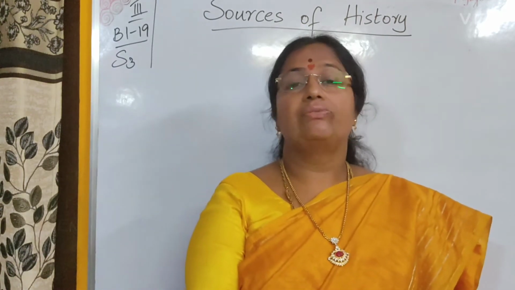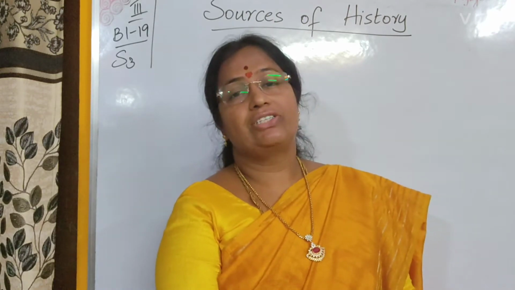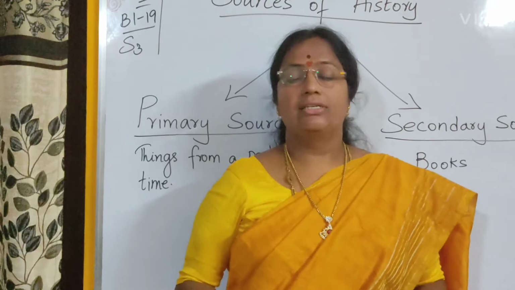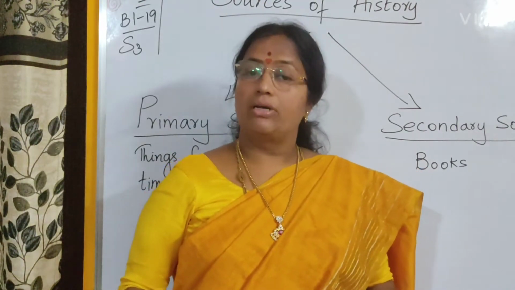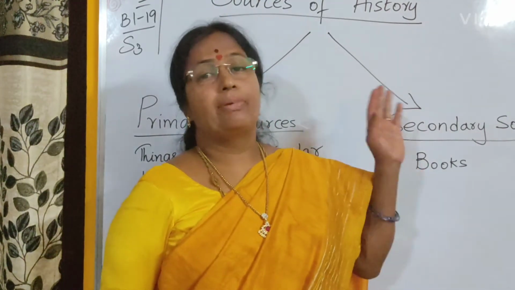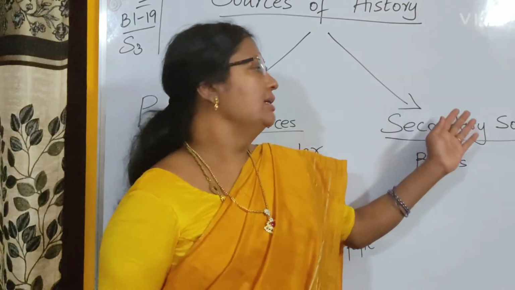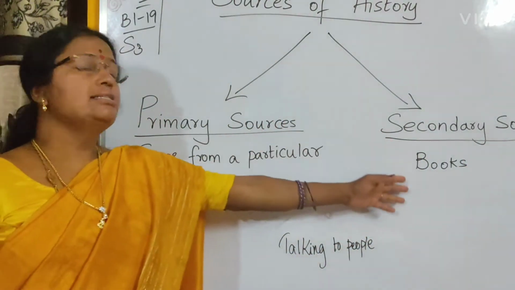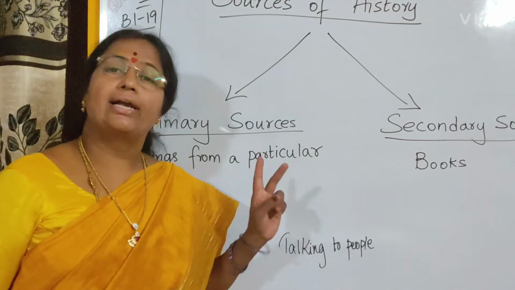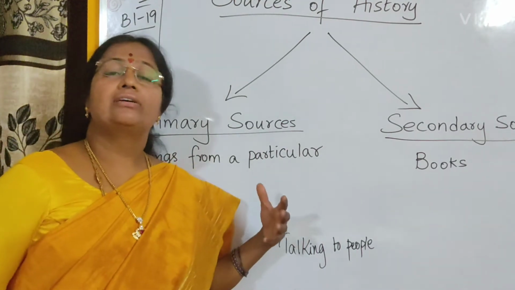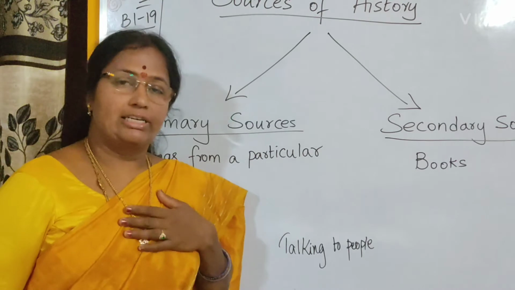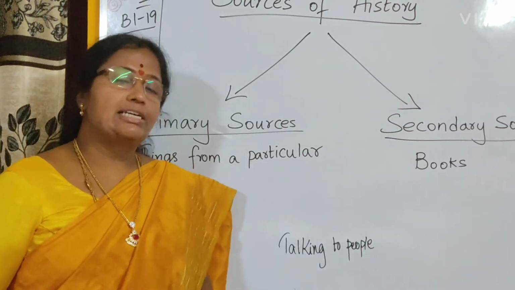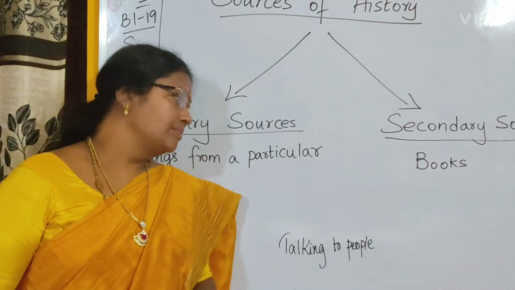In today's class, we'll be learning about the sources of history. What are they? The two kinds of sources that tell about our history are the primary sources and the secondary sources. Primary sources and secondary sources. These are the two kinds of sources from which we can learn about our history. They tell us about our past.